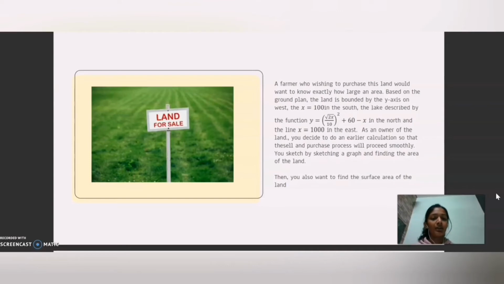east. As an owner of the land, you decide to do an early calculation so that the sale and purchase process will proceed smoothly. You start by sketching a graph and finding the area of the land. Then you also want to find the surface area of the land.